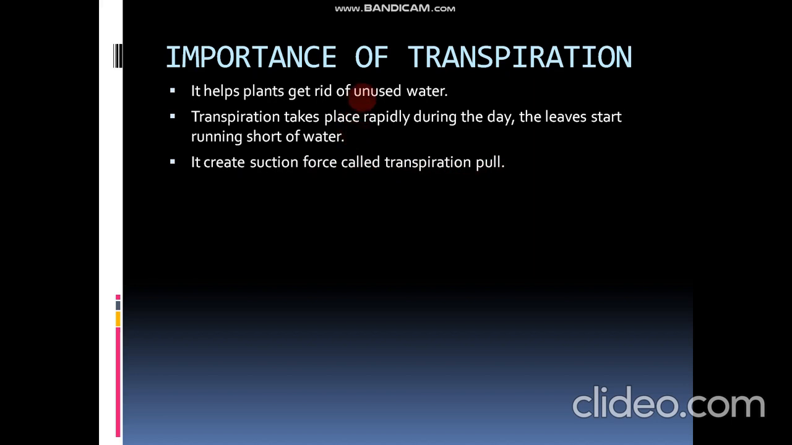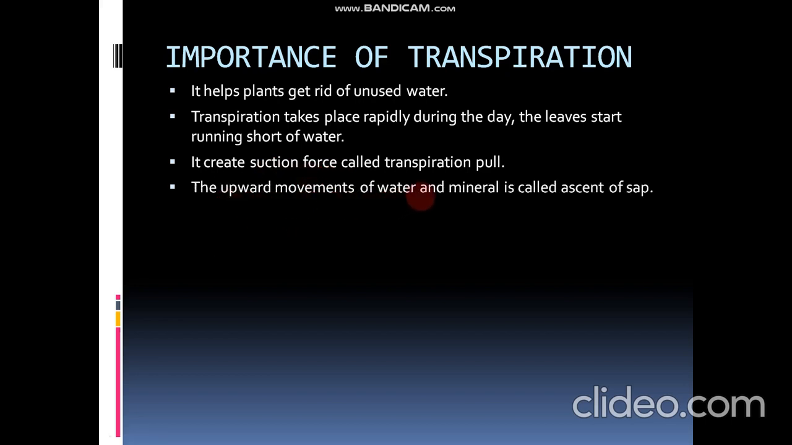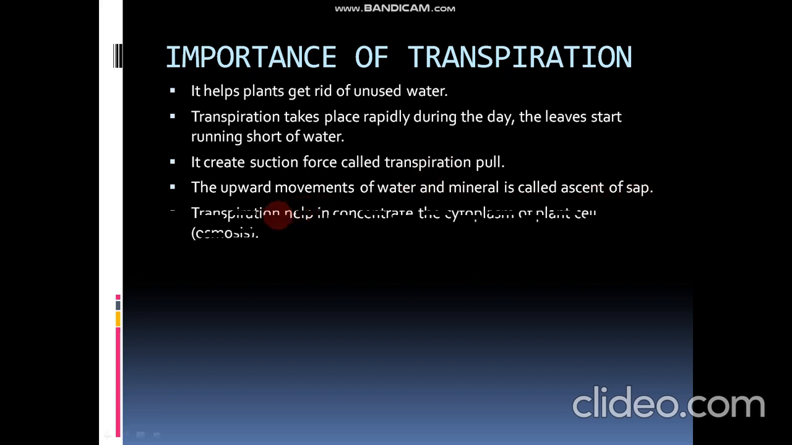So during transpiration a suction force is involved, called transpiration pull. What is transpiration pull? During transpiration loss of water, a pulling action happens through the entire plant, reaching up to the root. The root will absorb enough water. The upward movement of water and minerals is called ascent of sap. The root cells absorb enough water, then transport it in the form of sap. Ascent of sap means just moving upward.